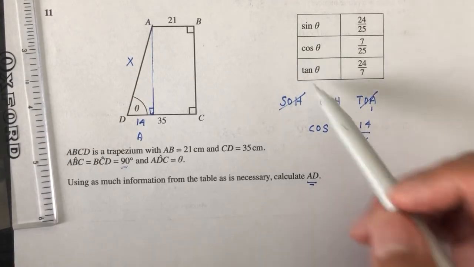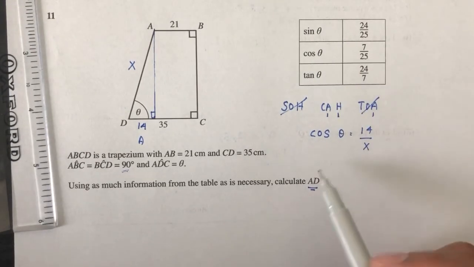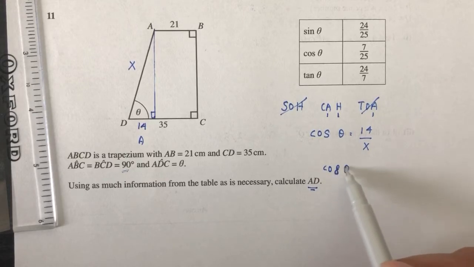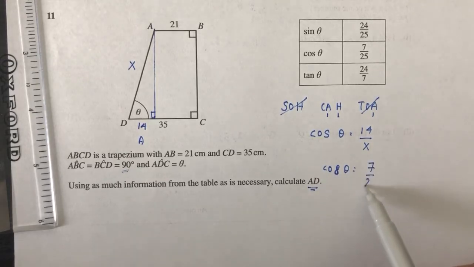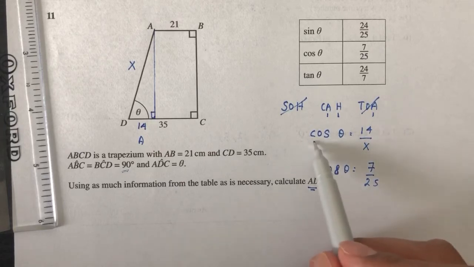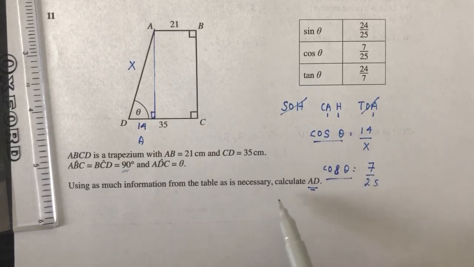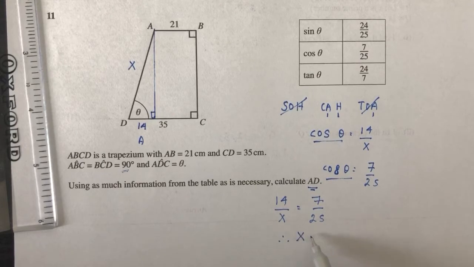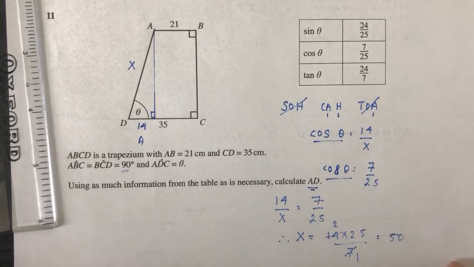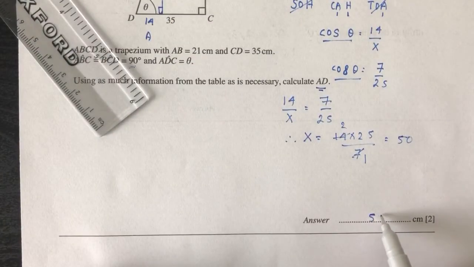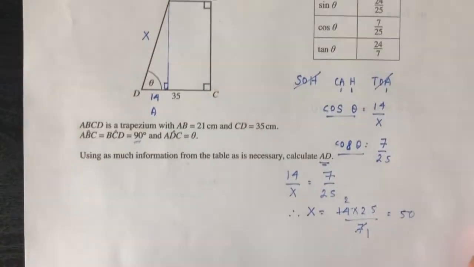From observation on the table here, you can see that we have cos theta. Cos theta is equal to 7 over 25. So we just have to equate cos theta equal to cos theta, which means 14 over x is equal to 7 over 25. So what is the value of x? x will be 14 times 25 divided by 7. So cancel: 2 times 25 will be 50. So your answer here will be 50 centimeters for the side AB. And that is question number 11.